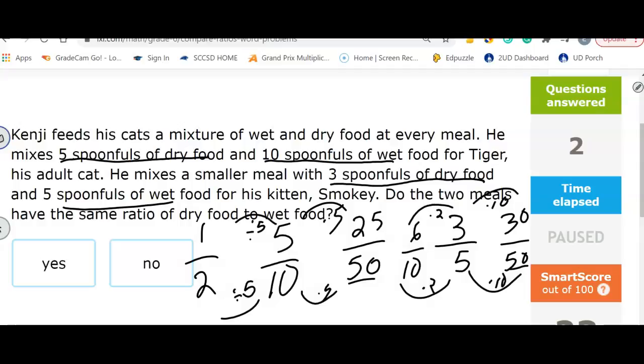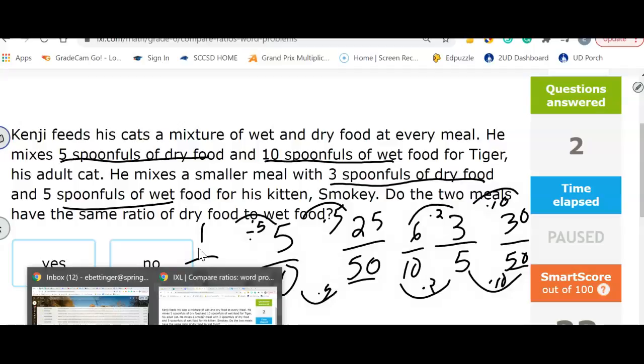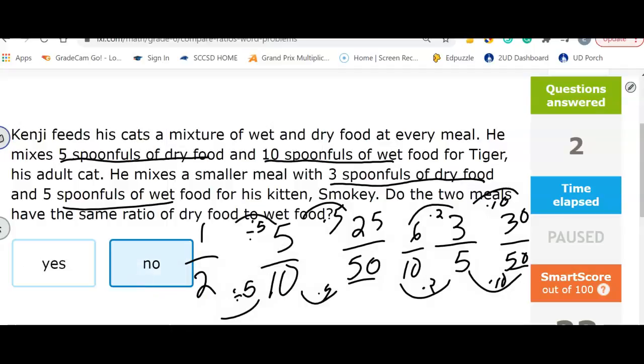Okay, so the ratios 5 to 10 and 3 to 5 are not equivalent because in simplest form, 3/5 is in simplest form. 5/10 is 1/2 in simplest form. They are not the same simplest form, meaning they are not equivalent. Or you can have a common denominator of either 50 or 10, and they are not the same. So these two are not equivalent. You good? Okay. Go ahead and we're going to hit no. Submit.